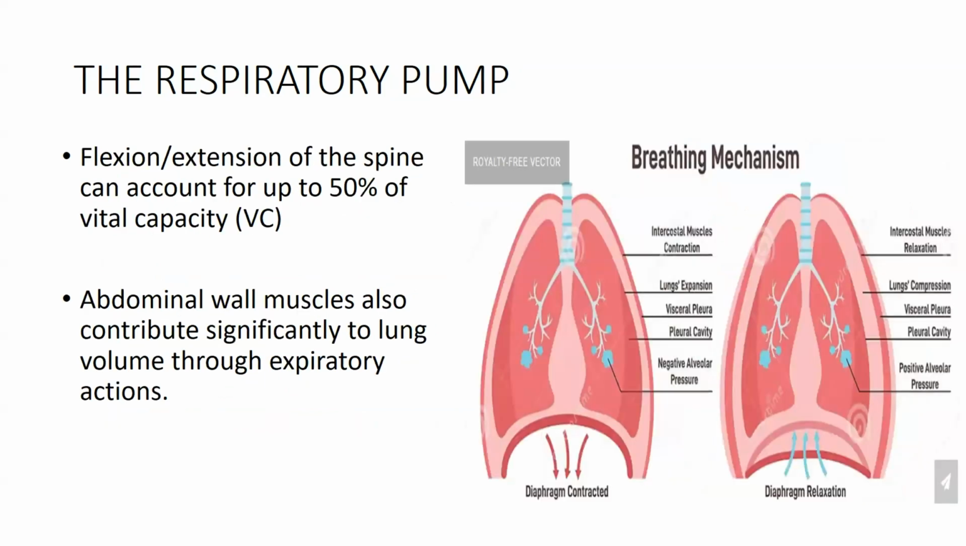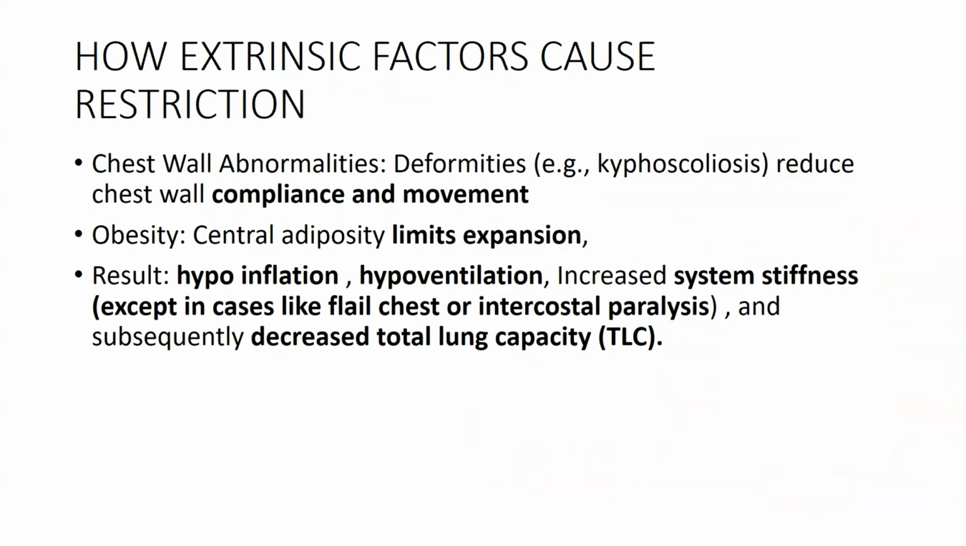Flexion and extension of the spine alone can account for up to 50% of the vital capacity. This is more important in a patient with pathology because it is going to affect the ability of the lungs to expand, and even sometimes the cavity into which they expand. So basically, all these extrinsic factors, how will they cause restriction? They will affect the chest wall compliance. So if the chest wall externally is non-compliant, then there's a limit to how much the lungs themselves will expand.